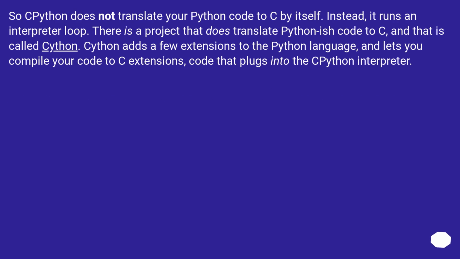Actually compiling to C. So CPython does not translate your Python code to C by itself. Instead, it runs an interpreter loop. There is a project that does translate Python-ish code to C, and that is called Cython. Cython adds a few extensions to the Python language, and lets you compile your code to C extensions, code that plugs into the Python interpreter.